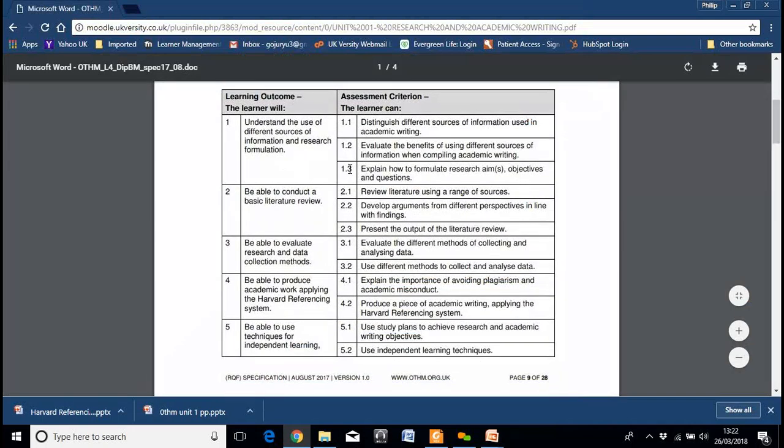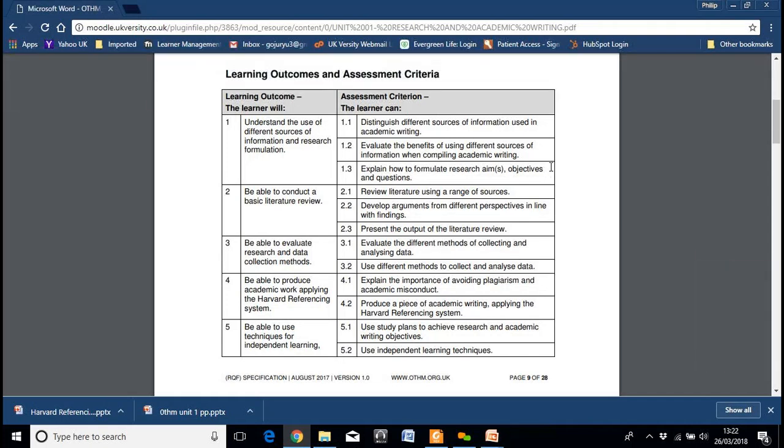Again, 1.3 is asking you to explain how to formulate research aims, objectives and questions. The first thing you need to do is determine what your question is going to be. Determine the problem and how you're going to get around it. And that explains then how you're going to formulate the research. So what is the aim of the research? Are you going to solve the problem, or are you just going to provide further information as to how a better circumstance can be achieved? So what your objectives and questions are going to be.